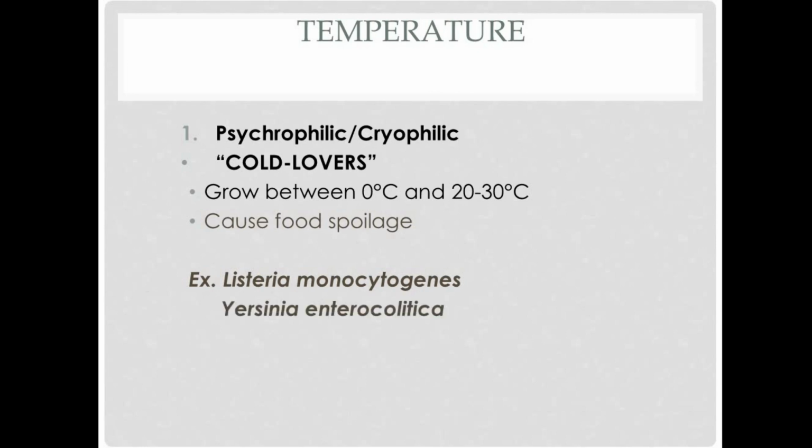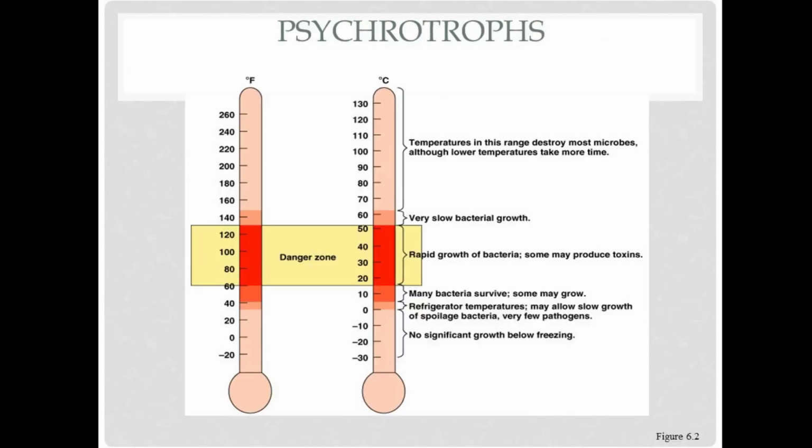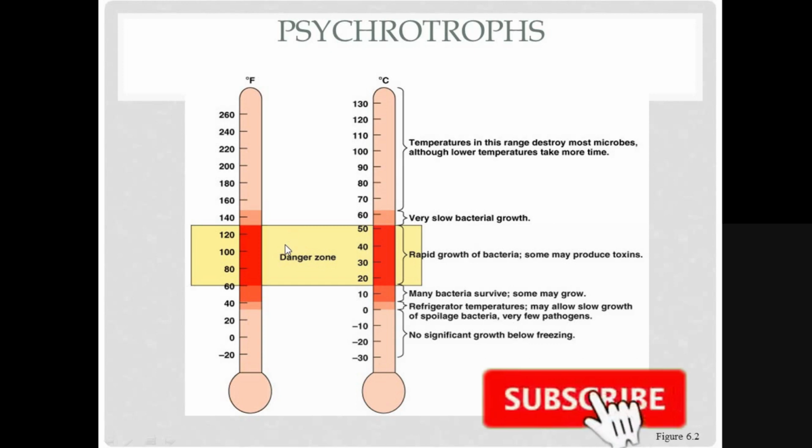And of course, the Yersinia enterocolitica. As you can observe here, the psychrotrophs. So, there is a danger zone, okay? The rapid growth of bacteria, some may produce toxins. At the temperature of 20 to 50 degrees Celsius, mapapansin nyo guys na in this temperature, maraming mga organism ang mabubuhay. Okay? So, this is a very typical temperature para sa kanila.